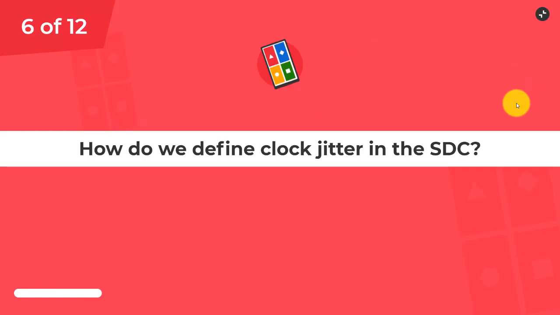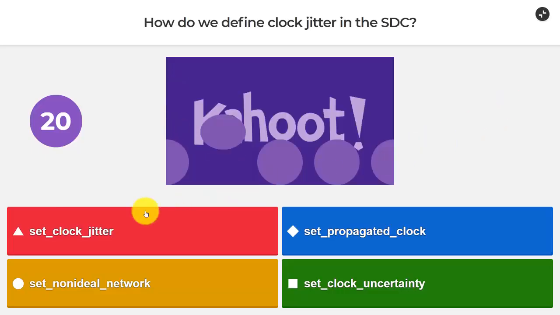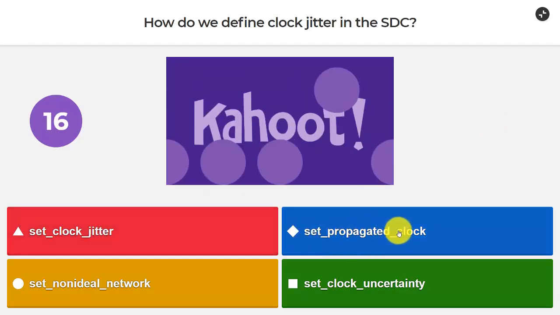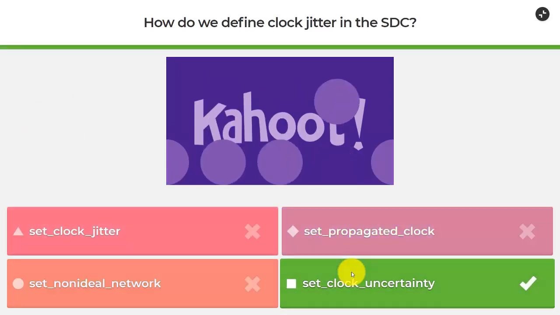So question number 6 asks us how we define clock jitter in the SDC. Do we use the command set clock jitter? Sounds good. Set propagated clock? Strange. Set non-ideal network? That actually sounds right. Or set clock uncertainty? Well, this is a really tough one, because these SDC commands may not be obvious. Let's choose this one.